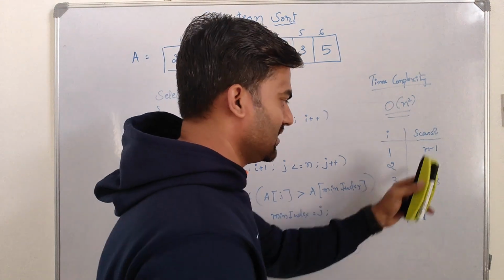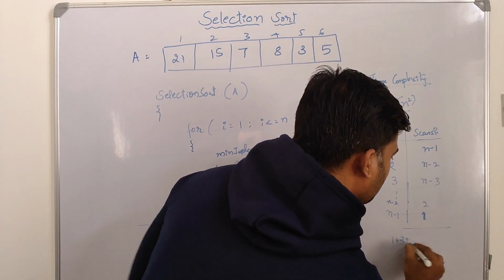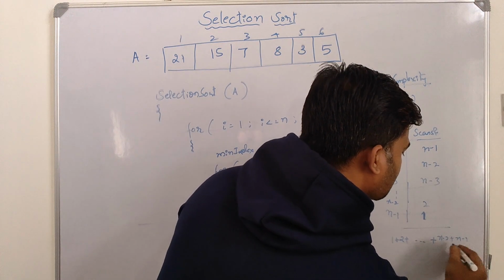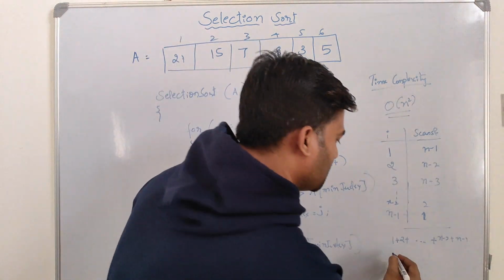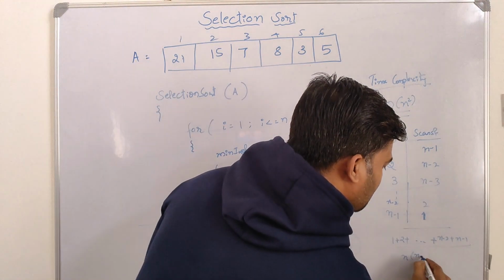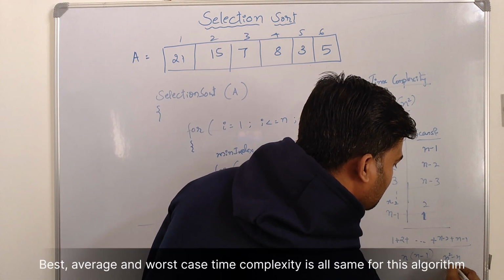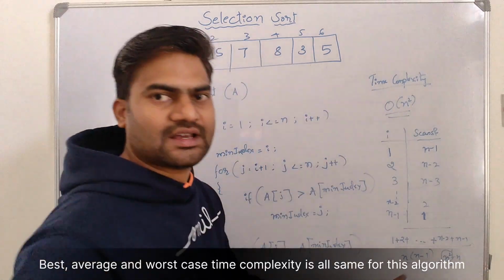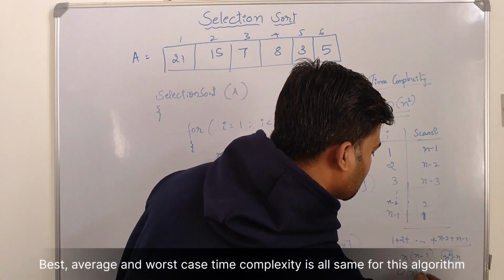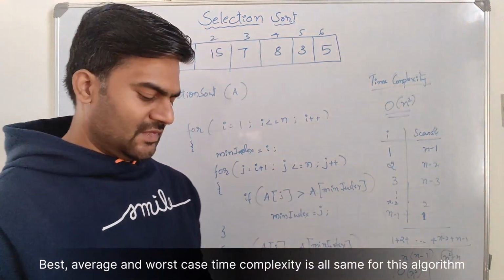So if we sum up 1 plus 2 plus and so on till n minus 2 plus n minus 1, this is the sum of natural numbers, which is n into n minus 1 divided by 2, that is equal to n square minus n divided by 2. Since we consider the highest degree in this particular polynomial, it is of order n square.